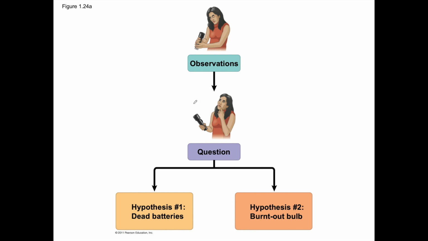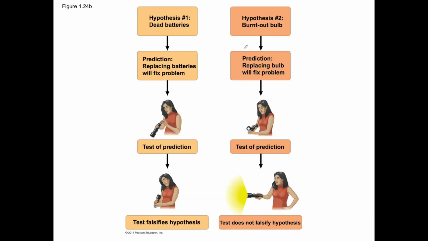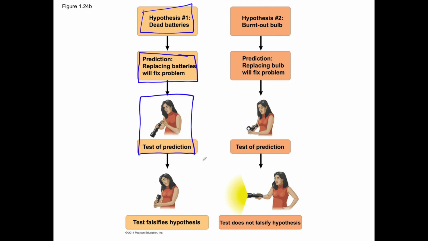After you come up with your hypothesis, you make a prediction. If this hypothesis is true, then what else would be true? If it's true that it's not working because the batteries are dead, then replacing the batteries will fix the problem. After you make your prediction, you test it. You design and conduct an experiment to test your prediction. Obviously, this is a ridiculously simple experiment, but we take out the batteries and put in new batteries.